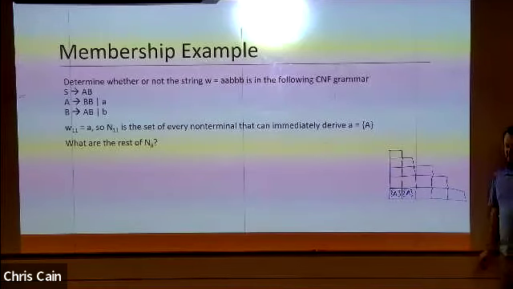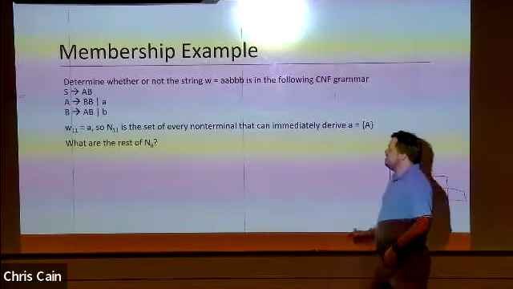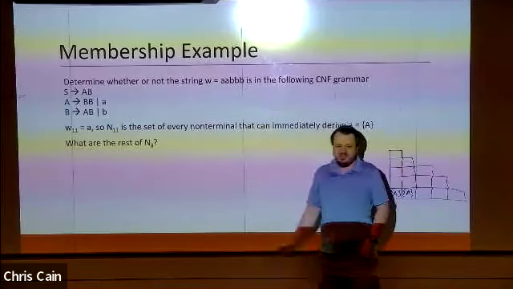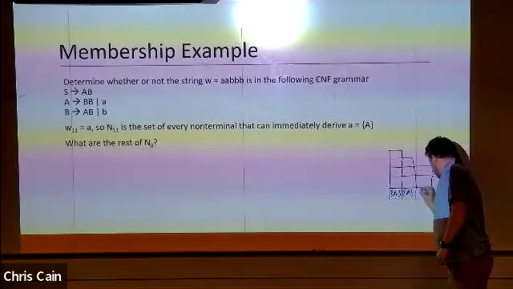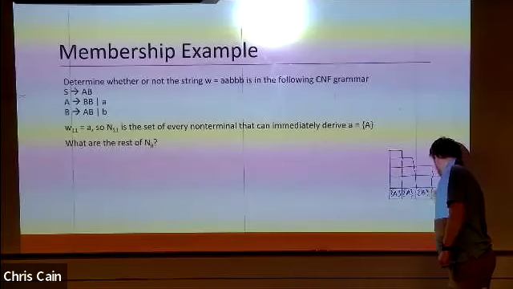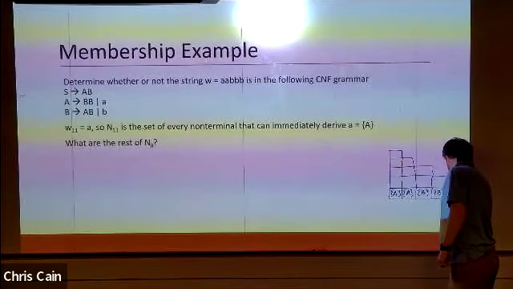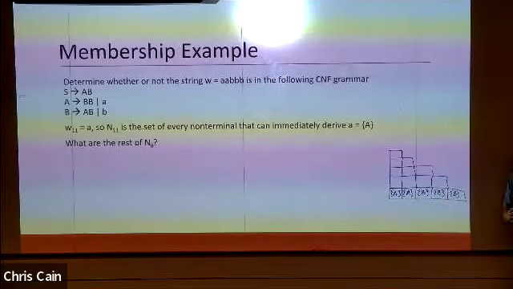The rest of this row is going to look the same as each other because we're looking to derive the same substring, B and B and B. And there's only one rule that can do that. It's capital B arrow lowercase b. The easy part stuff.